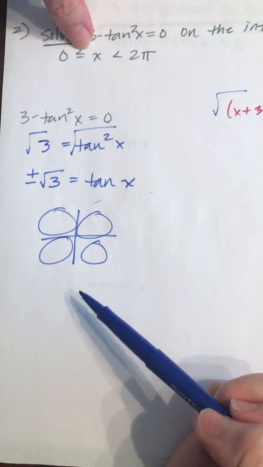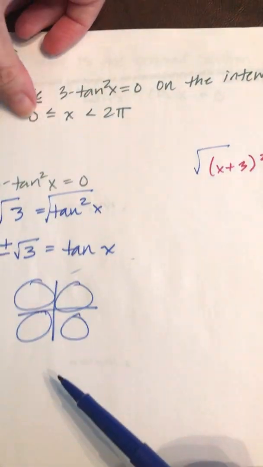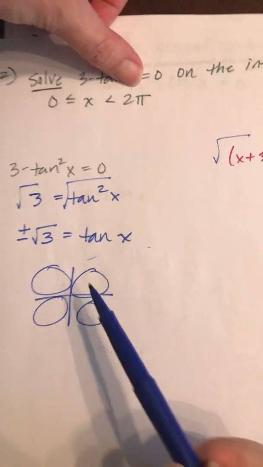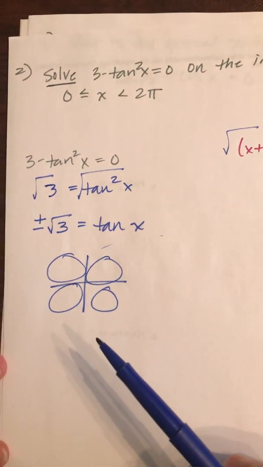So remember, our interval is from 0 to 2 pi. What that means is I only want answers from 0 to 2 pi, so I'm only looking for those 4 answers.